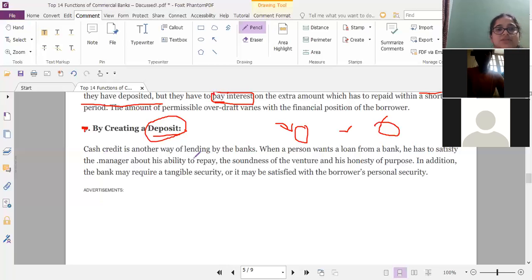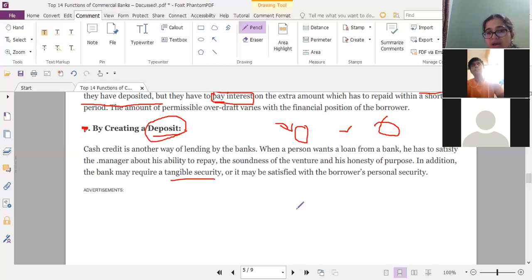So cash credit is another way of lending by banks. When a person wants a loan from a bank, he has to satisfy the manager about his ability to repay, the soundness of the venture, and his honesty of purpose. In addition, the bank may require a tangible security, right? Always you must remember this.